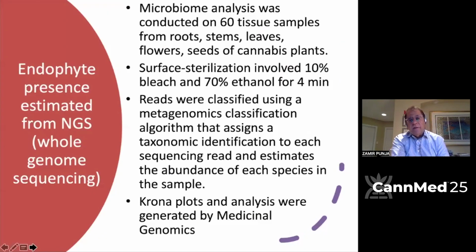So what is the methodology that we used? We collected a total of about 60 of these samples, roots, stems, and leaves. We also had some very small samples of seeds that we threw in there just to see what kinds of comparisons we could make. The surface sterilization of these tissues involved a fairly extensive 10% bleach and 70% ethanol for at least 4 minutes, in some cases longer. That ensured that we weren't collecting microbes from the outside of the plant.